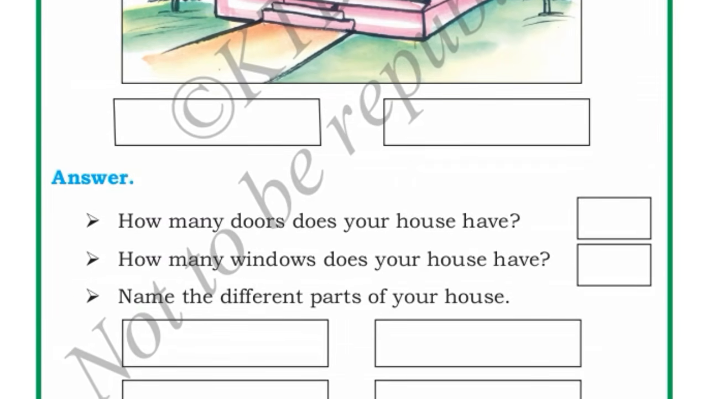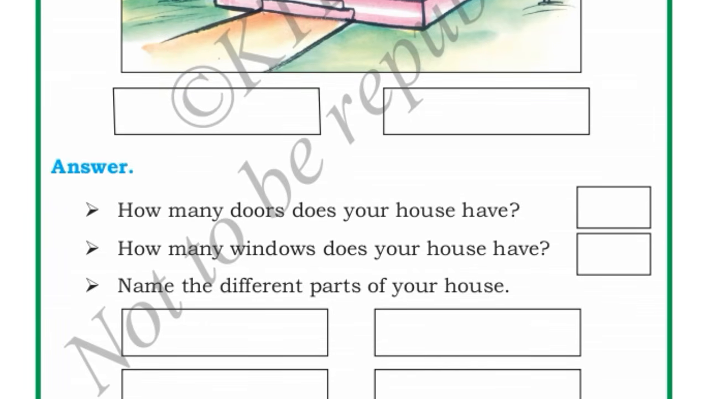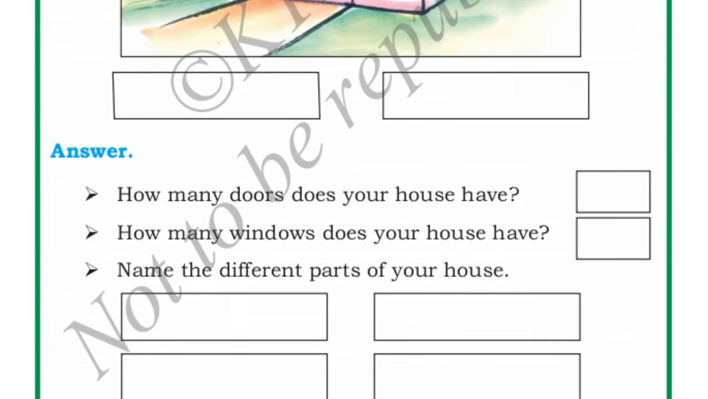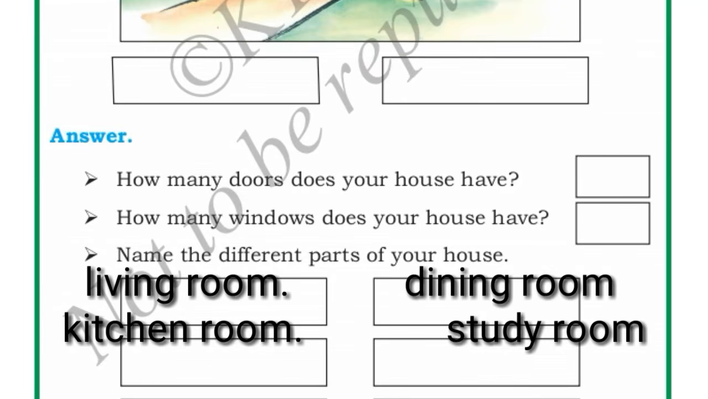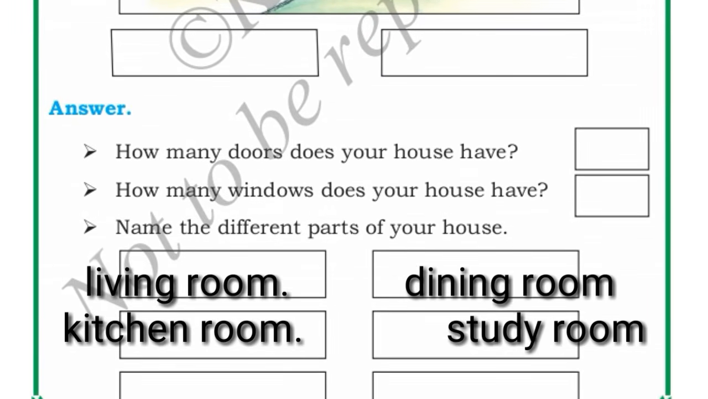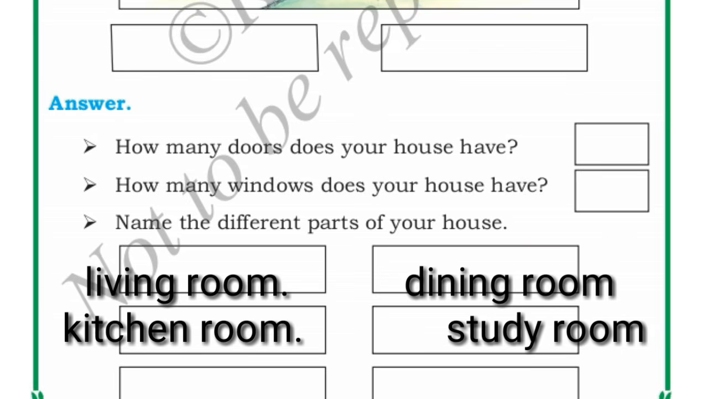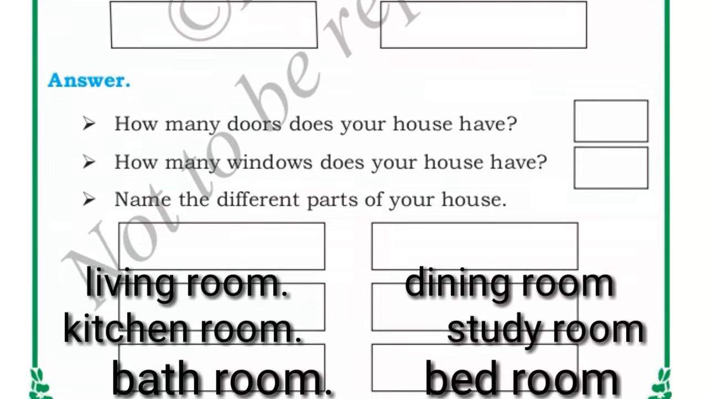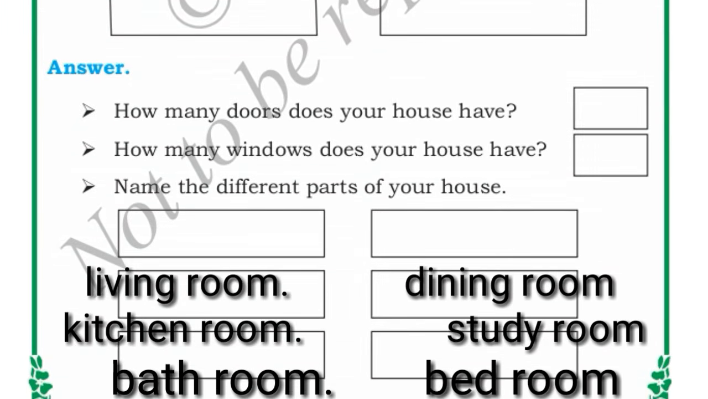Okay, name the different parts of your house. In your house, which are the different parts you can see, children? You can see living hall and dining hall, kitchen room, bathroom, bedroom, study room, right? Yes, whichever different parts of home you see in your home, you can write here.